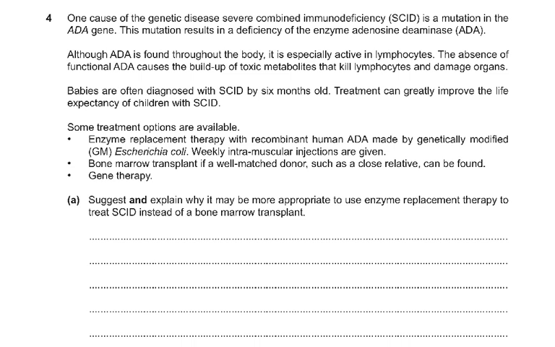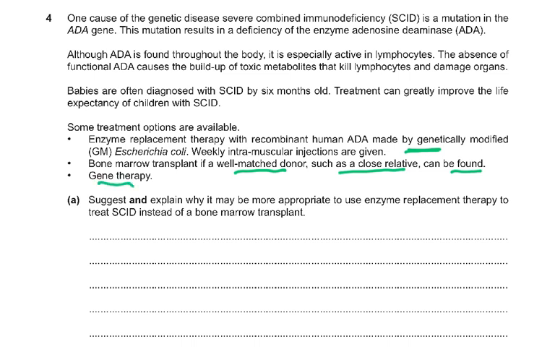Babies are often diagnosed with SCID by 6 months old. Treatment can generally improve the life expectancy of children with SCID. Some treatment options are available. Enzyme replacement therapy with recombinant human ADA made by genetically modified E. coli, with weekly intramuscular injections. Bone marrow transplant, if a well-matched donor such as a close relative can be found. And the third is gene therapy.